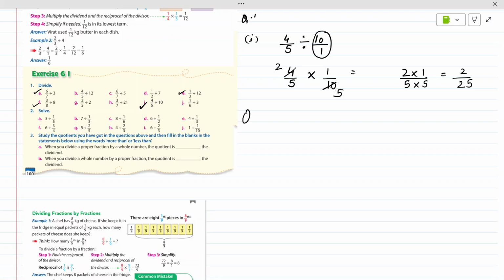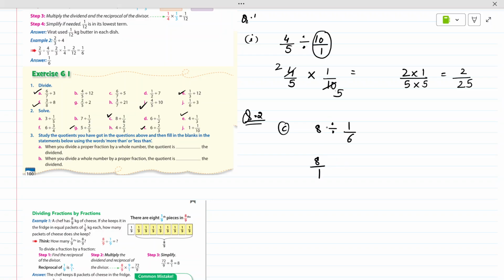Now let me do question number 2 here, where we have to solve this. Same things, I am picking C part, I, E and J. Let me do C first. C is 8 divided by 1 by 6. So here in this case, kids, we do not have any denominator in the dividend. So 8 will become 8 by 1.